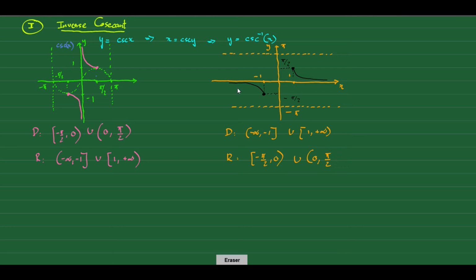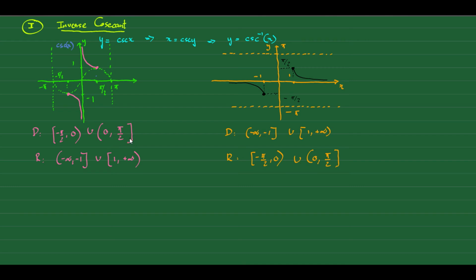Pi over 2 is included. Sorry, this is also wrong here. Okay. I'm sorry, I need to fix this also. This should be included. Alright.